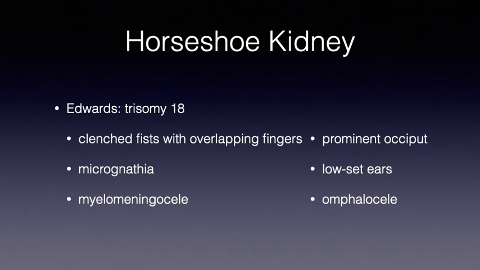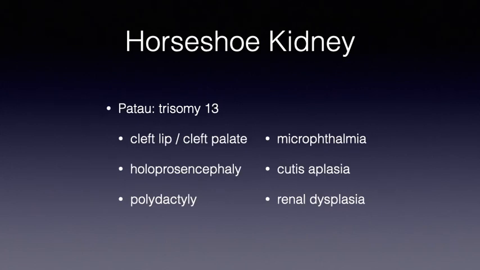Clenched fists with overlapping fingers, myelomeningocele, so both meninges and neural tissue coming out via a defected bone, and undersized lower jaw, micrognathia that is, and a horseshoe kidney. Which one is it? That's going to be Edwards, aka trisomy 18. Renal dysplasia with cysts, small underdeveloped eyes, microphthalmia, missing skin on the scalp, aplasia cutis congenita, and horseshoe kidney. This is Patau, which is a trisomy of the 13th chromosome.